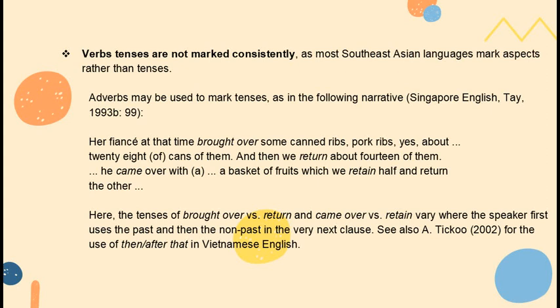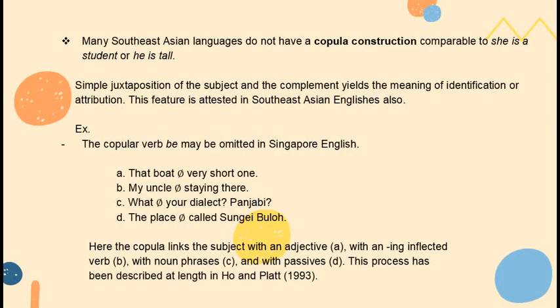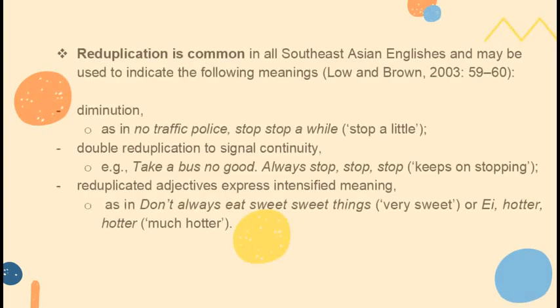Her fiancé at the time brought over some canned ribs, pork ribs, yes, about 28 cans of them, and then we returned about 14 of them. He came over with a basket of fruits, which we retain half and return the other. Here, the tenses of brought over versus return and came over versus retain vary, where the speaker first uses the past and then the non-past in the very next clause. See also the use of then or after that in Vietnamese English.